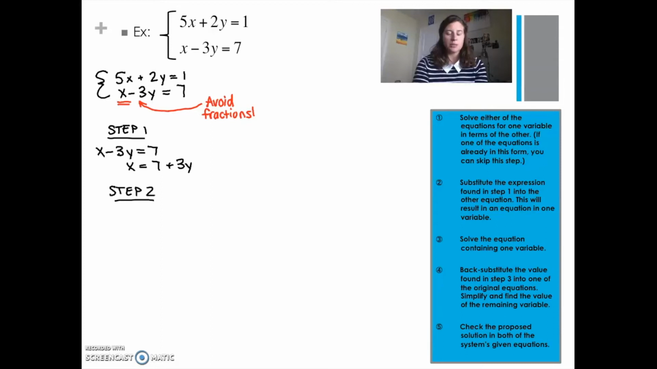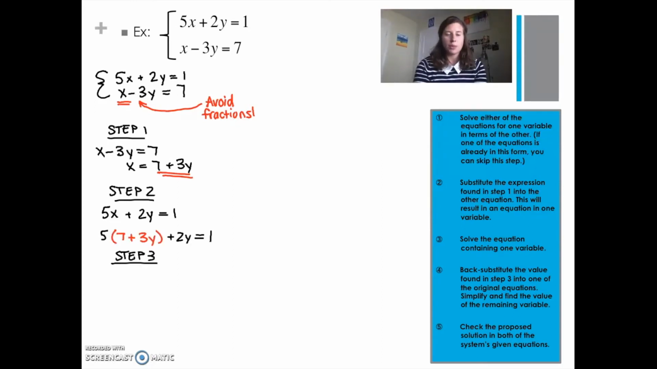Step 2. Substitute the expression you found in step 1 into the other equation. First, write down the other equation, 5x plus 2y equals 1. You found that x equals 7 plus 3y. Substitute 7 plus 3y in for x. Step 3. Solve the equation containing one variable. Distribute the 5, then combine like terms to get 17y equals negative 34. Divide both sides by 17 to get y equals negative 2.